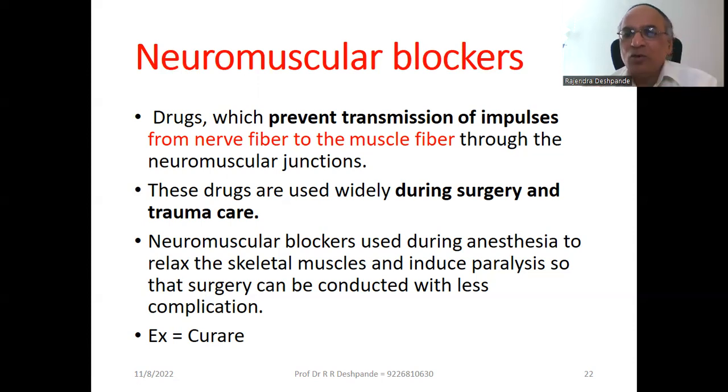You will block it using these neuromuscular blockers. This medicine should be used even in trauma. When trauma occurs, the broken muscle fibers should take rest. They should be prevented from contracting, and thereby we use these neuromuscular blockers during anesthesia to relax the skeletal muscles and induce paralysis, so that surgery can be conducted with fewer complications. The most commonly used example of a neuromuscular blocker is Curare. Curare is the name of a medicine.